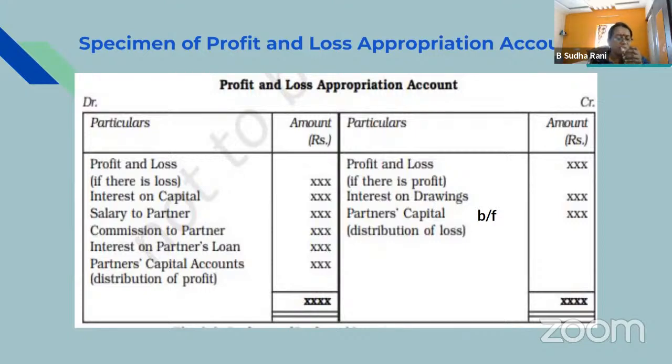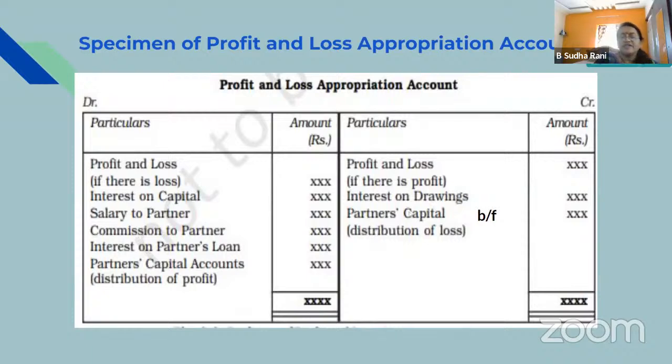Next, similarly, commission to partner. Commission to partner, again the same. Partner B is receiving a commission. So whatever the commission amount, debit partner B's capital account, you mention the amount of commission. Interest on partner's loan. So for example, partner C has given a loan to the firm, upon which the firm is paying interest. Then you are supposed to write interest on partner's loan.